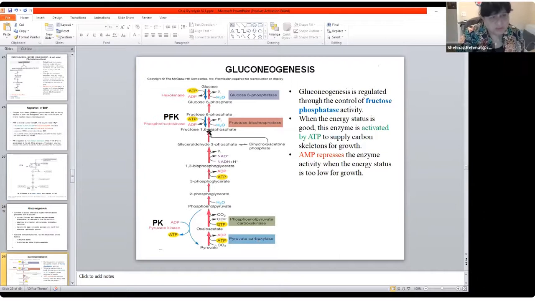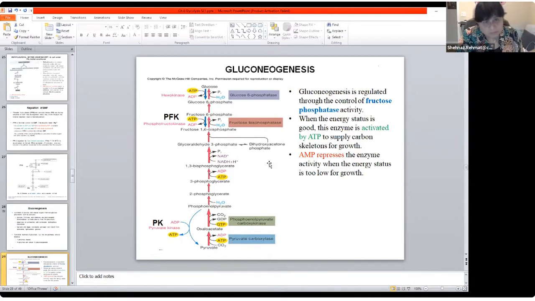So gluconeogenesis being shown here again, and this forward one was using PFK and PK enzymes. Those were unique to your glycolysis. Now the 4 unique enzymes for your gluconeogenesis are pyruvate carboxylase, phosphoenol pyruvate carboxykinase, fructose bisphosphatase, and glucose 6-phosphatase. So these are exclusive enzymes that are operating in your gluconeogenesis.